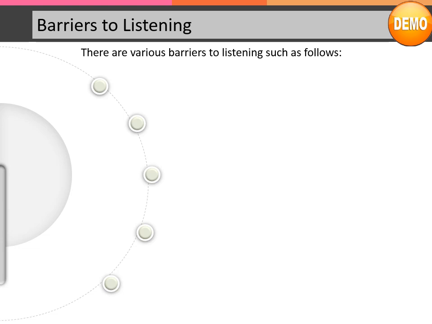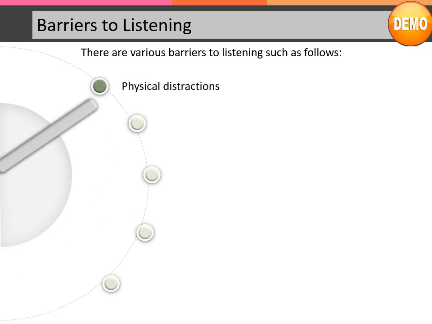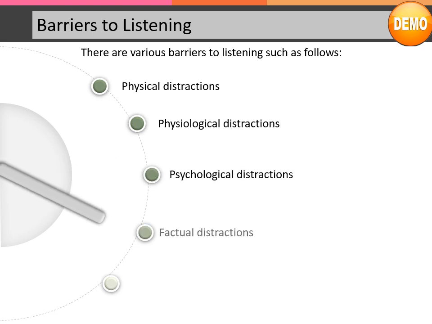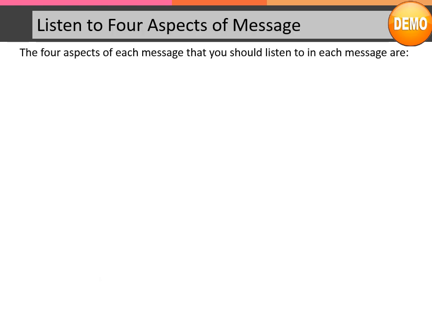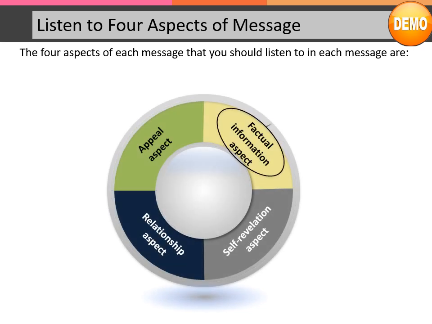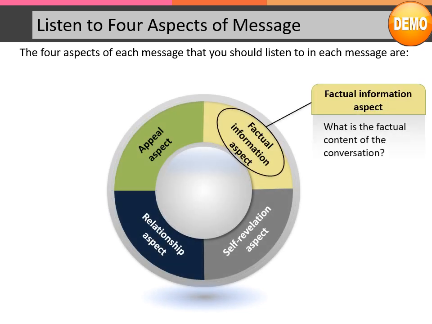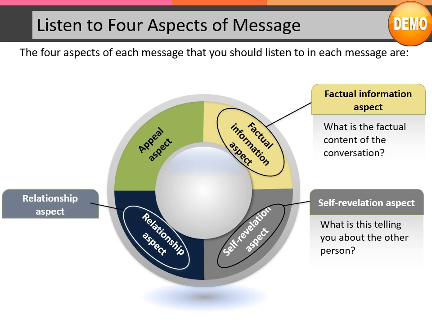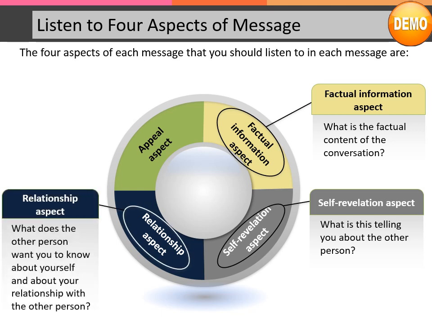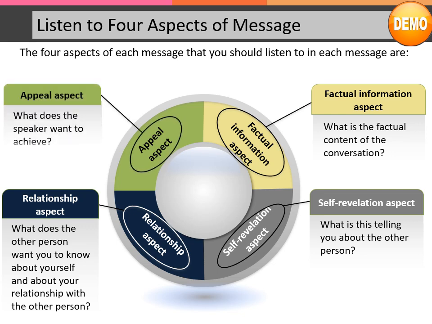There are various barriers to listening, such as the following: physical, physiological, psychological, factual, and semantic distractions. The 4 aspects of each message that you should listen to in each message are: factual information aspect. What is the factual content of the conversation? Self-revelation aspect. What is this telling you about the other person? Relationship aspect. What does the other person want you to know about yourself and about your relationship with the other person? Appeal aspect. What does the speaker want to achieve?